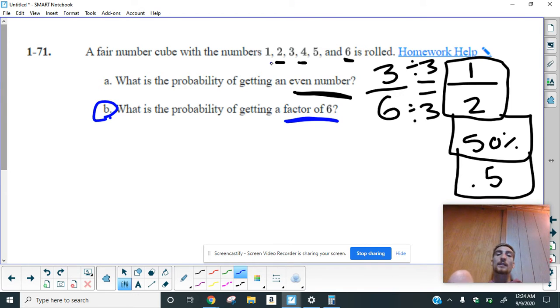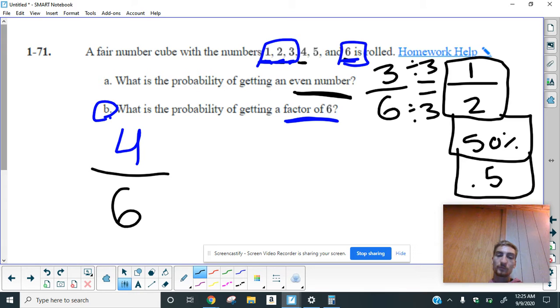So I'm going to look at numbers that are a factor of 6. Well, I can multiply 1 by 6 to get 6. I can multiply 2 by 3 to get to 6. So all of those numbers go into 6. But 4 and 5, I can't multiply by any other numbers to get to 6. So looks like just 4 out of my 6 total options would work as factors of 6.